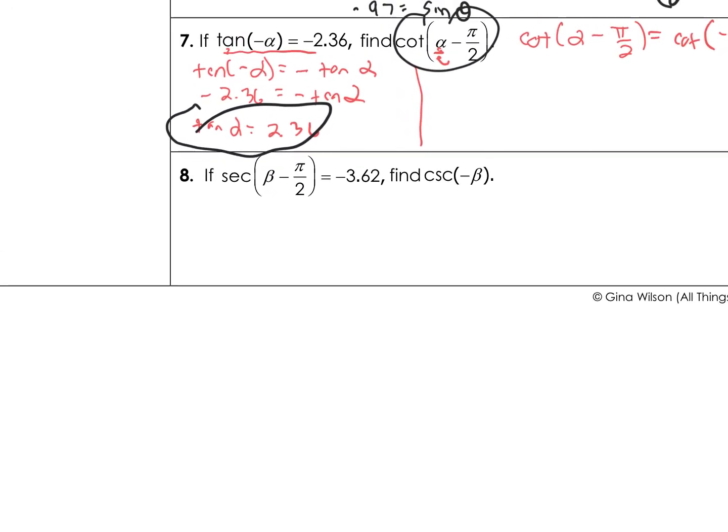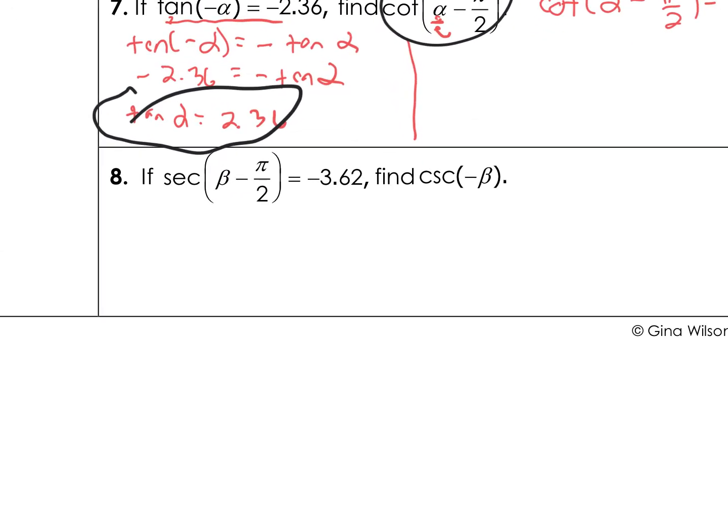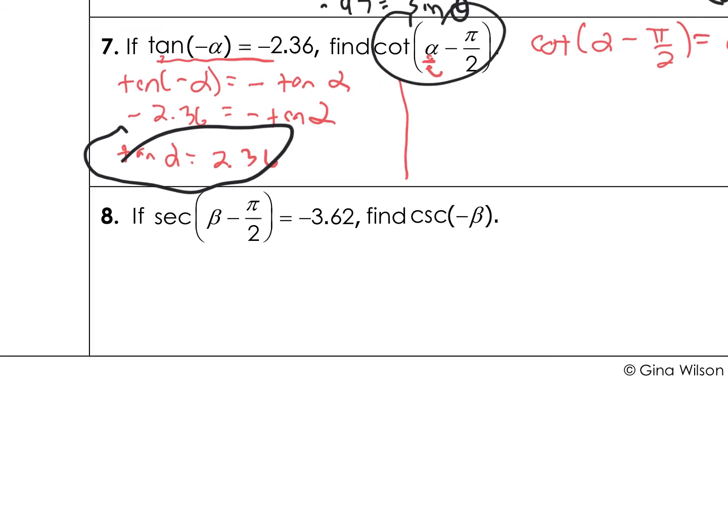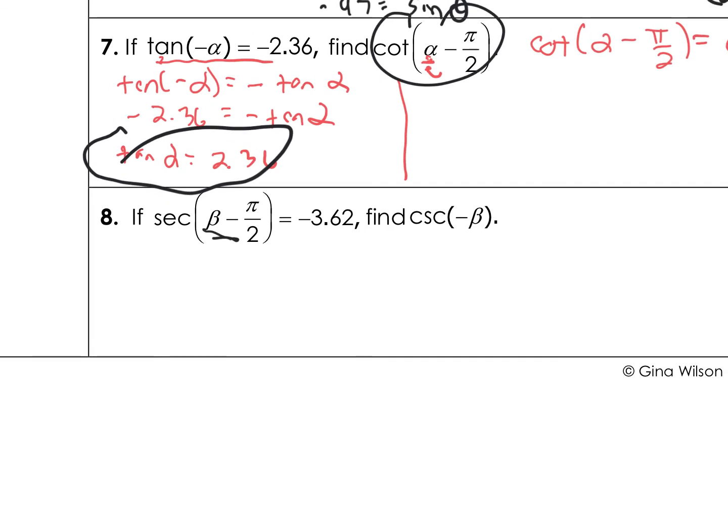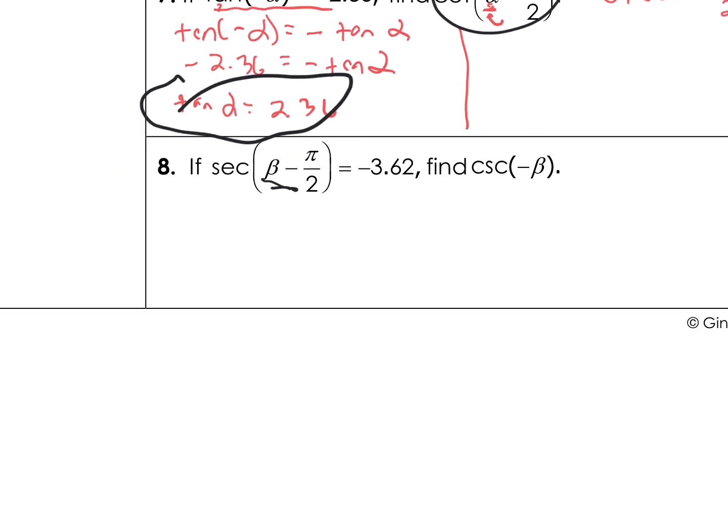One more, last one. Did they do it to me again? They did it to me again. They switched those around. Thanks for nothing. I need to fix that. All I'm doing is going to change things around. I'm going to say secant of beta minus pi over 2 is still equal to secant of a negative pi over 2 plus beta.